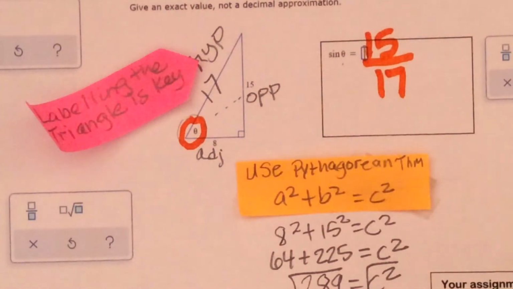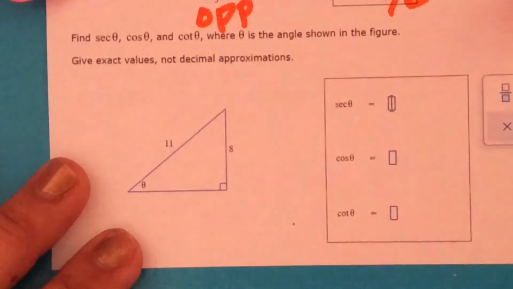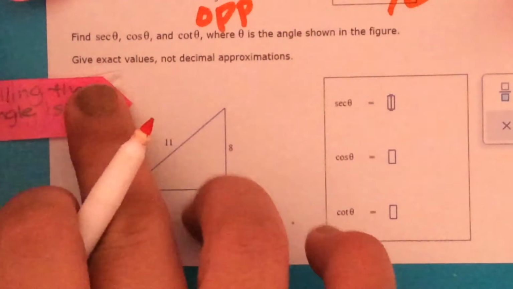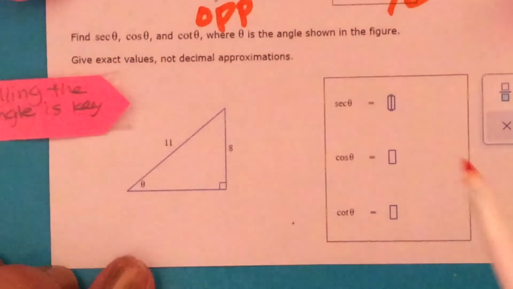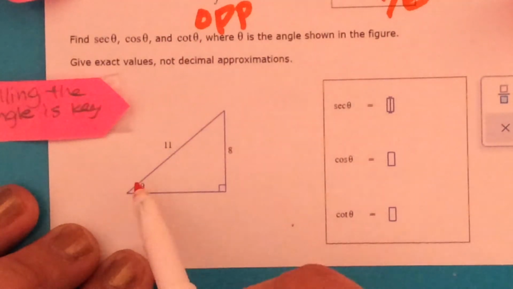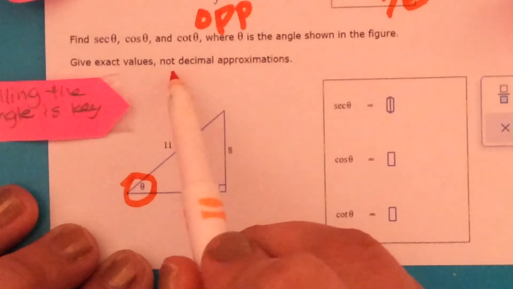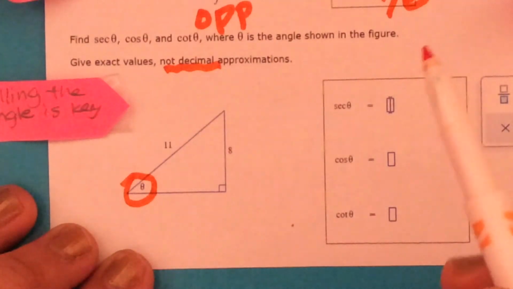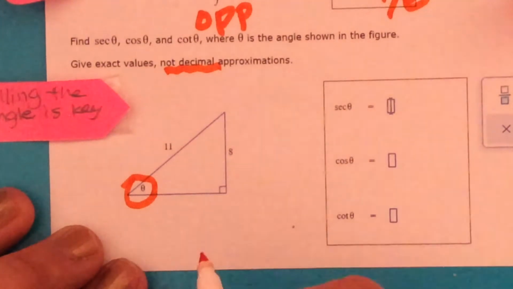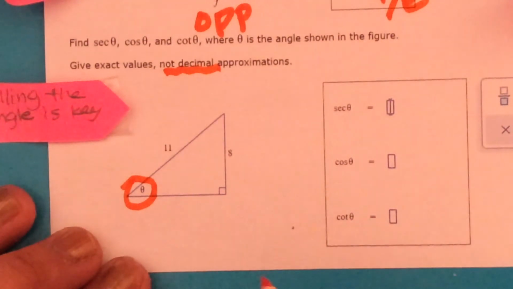And so we're going to do one more over here. So what is key? You have to label the triangle. That is key. And we want to find the secant, the cosine, and cotangent of angle theta. Here's angle theta. We're not going to use any decimals, so that means everything has to be kept as a whole or whatever. Like if you have a radical, you have to keep it as a radical.